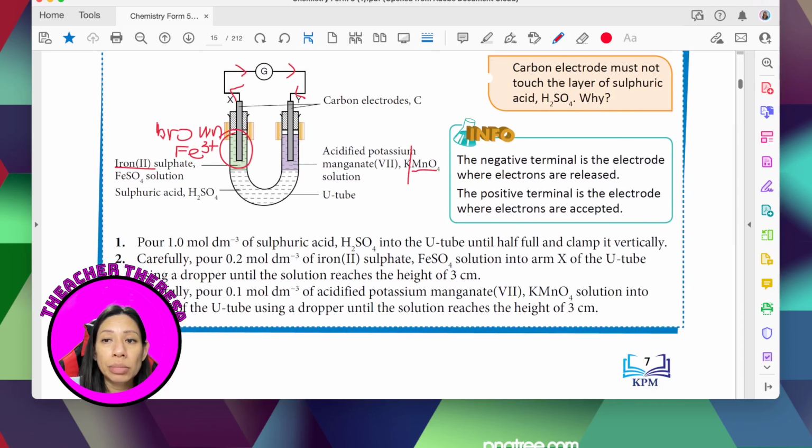The negative terminal is determined by the deflection of the galvanometer. If the galvanometer deflects towards potassium manganate, that means the electron is transferred from iron(II) sulfate to potassium manganate. So the negative terminal here will be your iron(II) sulfate solution, and this will be your positive terminal. That means you must look for where the electron is transferred from. That will be your negative terminal.